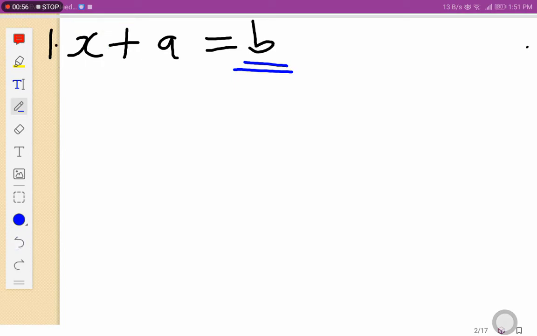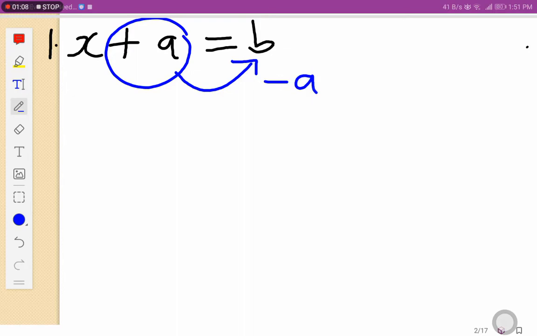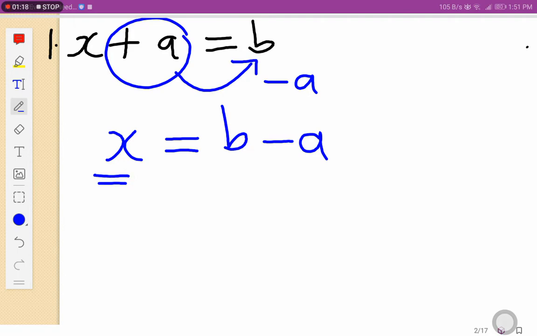So what we do when we have such a question, we are going to shift, or we can take a to the other side. It crosses the equal sign and it becomes minus a. So we will have x is equal to b minus a. When we do this, we have made x the subject of the formula. It is now on its own side and it is now the subject. Let's have another example.